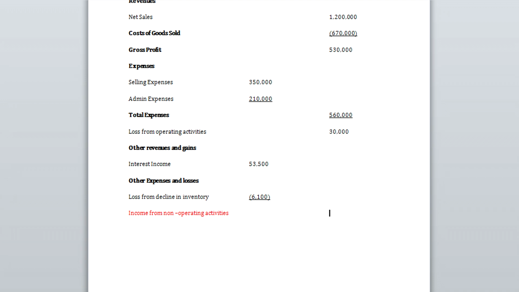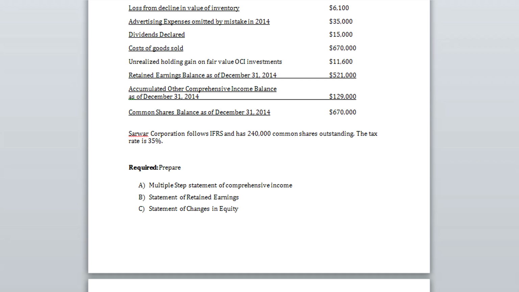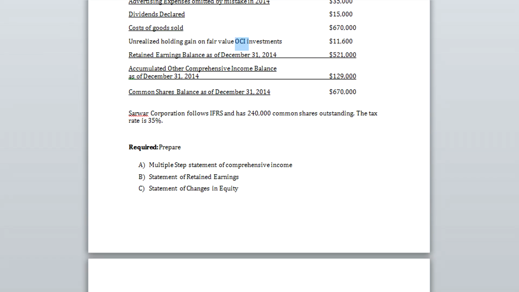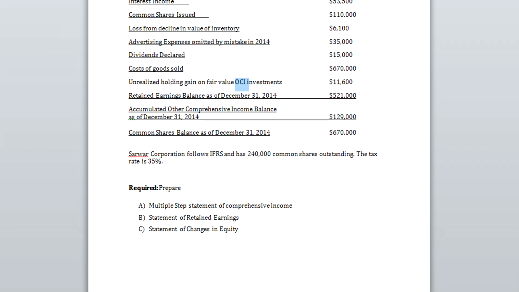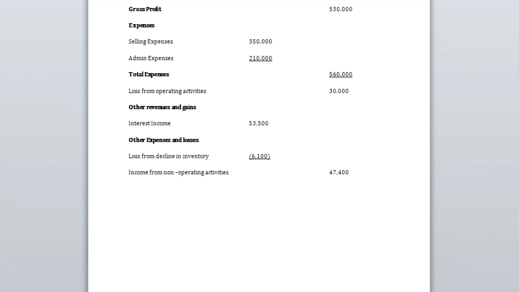$52,500 subtracted by $6,100 gives us income from non-operating activities of $47,400. And I'll go ahead and get rid of this red right now. Now, after that, since there is nothing left to report, except for this unrealized holding gains, this other comprehensive income section, it's actually reported after we've calculated net income and after we've calculated income tax. So we're going to go ahead and calculate our income tax, okay?